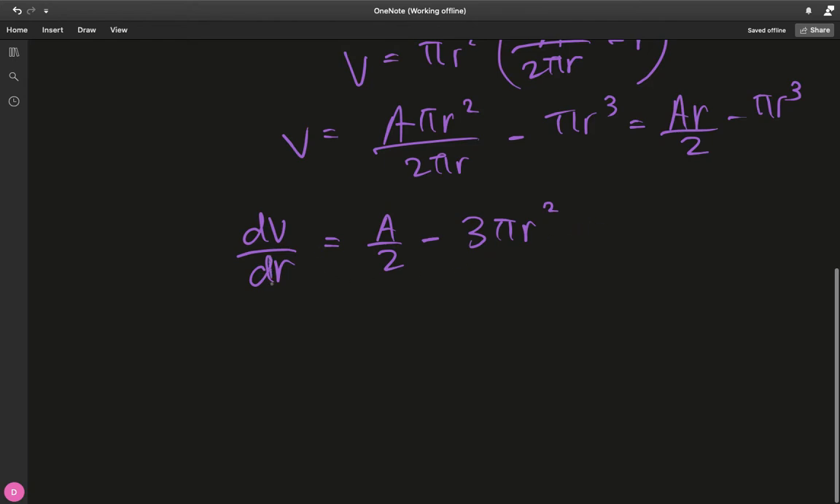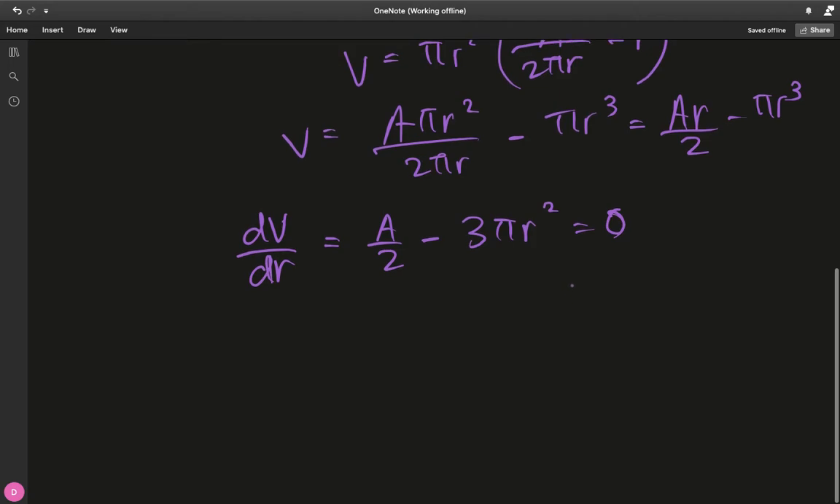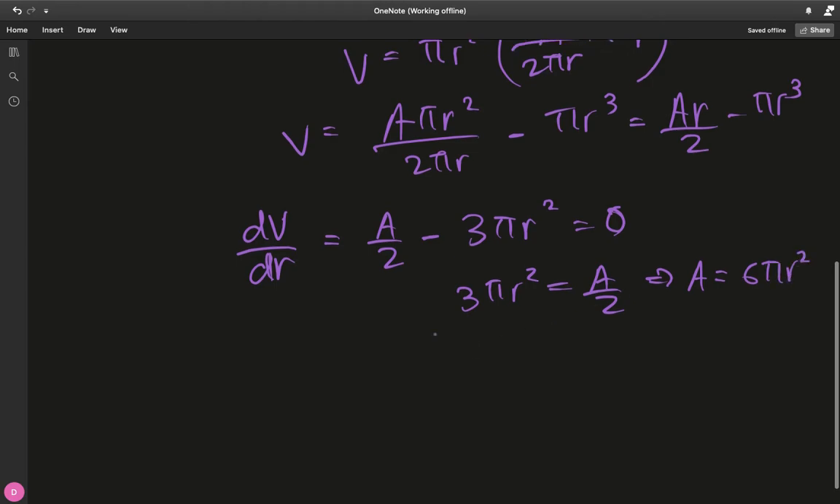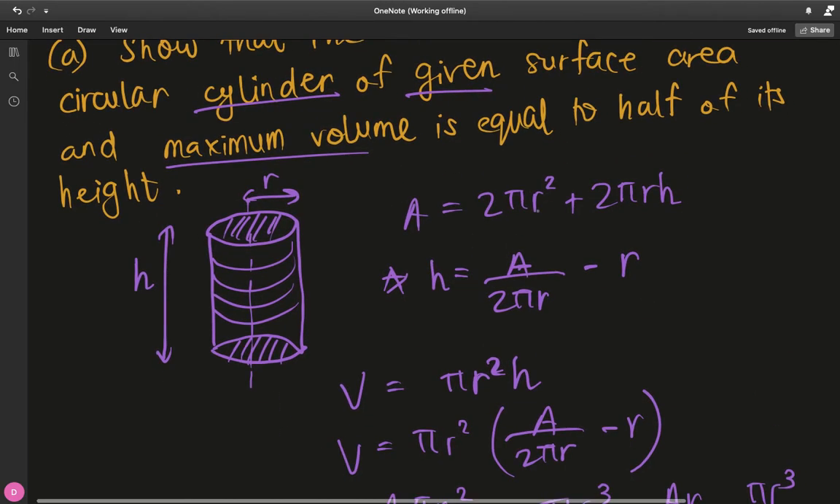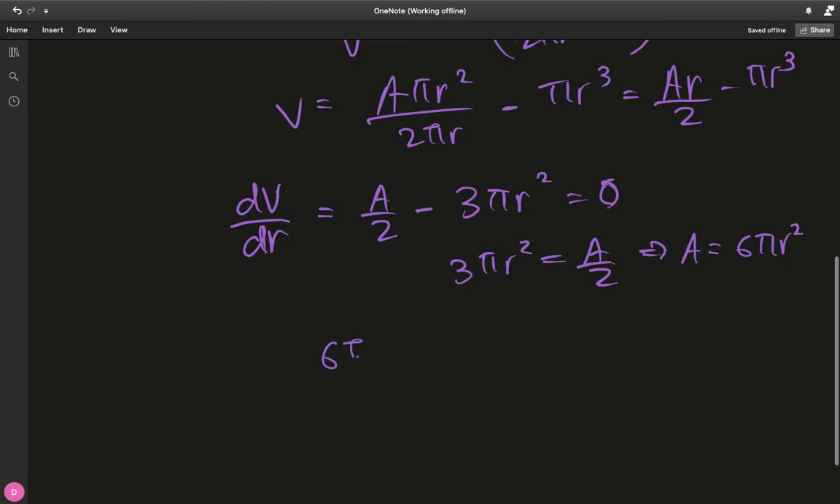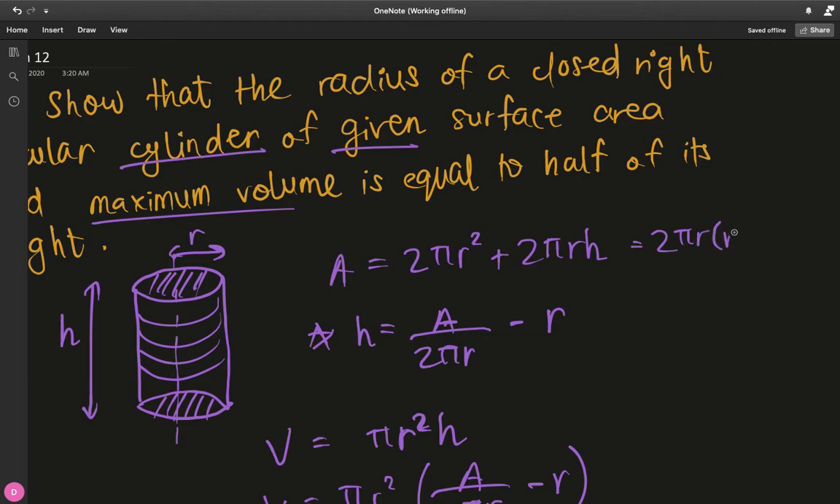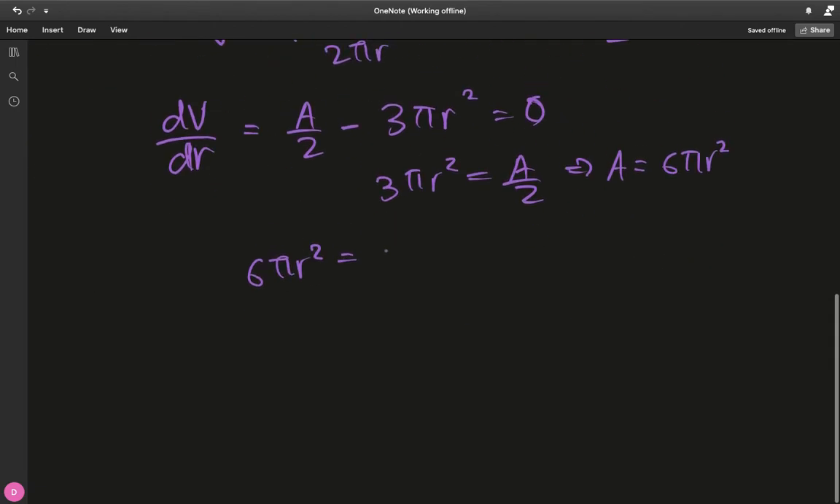And if we need a maximum volume, which means the derivative of volume with respect to any variable should be set to 0 for maximum or minimum. We'll check if it's a maximum or minimum. So this means 3 pi r squared is equal to A by 2. Area is 6 pi r squared. If you plug that back into this formula, you'll get 6 pi r squared. This can be expressed as 2 pi r times (r plus h). So we can use that now. 6 pi r squared is equal to 2 pi r times (r plus h).